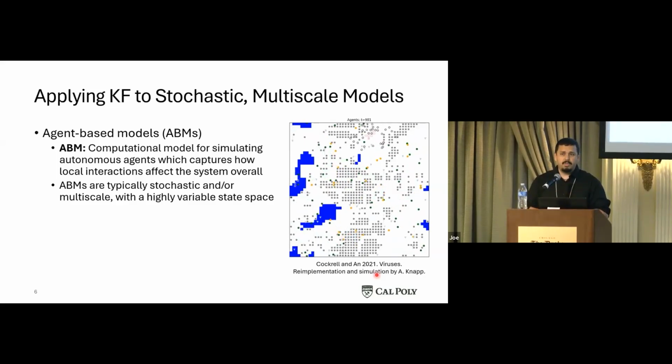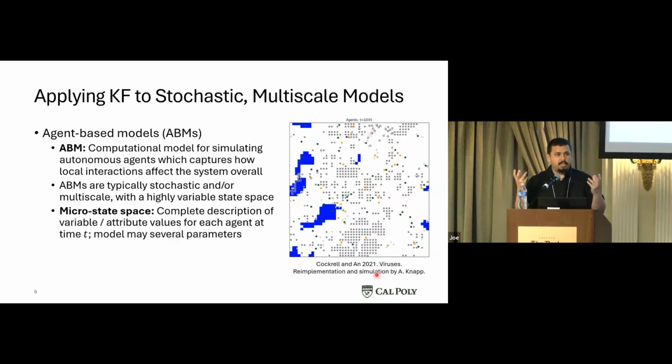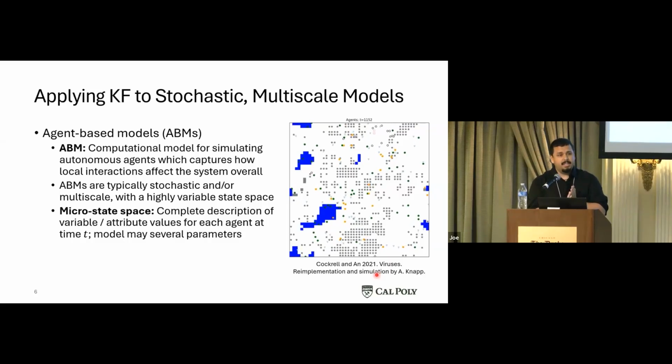For our purposes, we found it very useful to think about the state space across two levels. First, the microstate space. That's your fine-grained description, and it describes everything: all the variables, all the attribute values for every single agent at a specific point in time, keeping in mind that the model may have a lot of parameters and that your state space might be changing from one time point to another, as I said before.